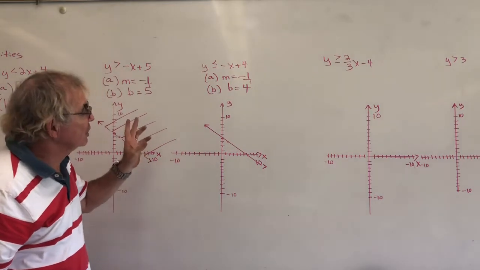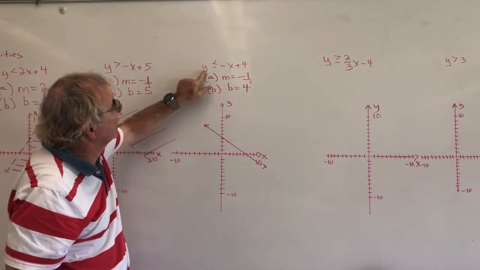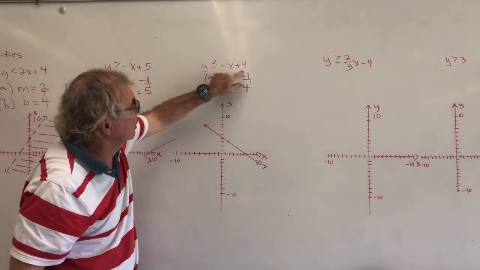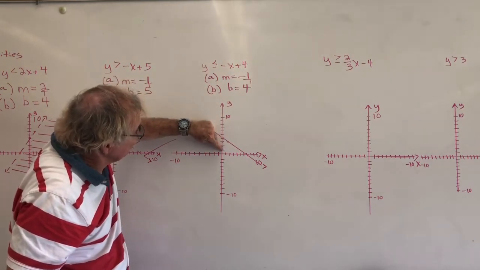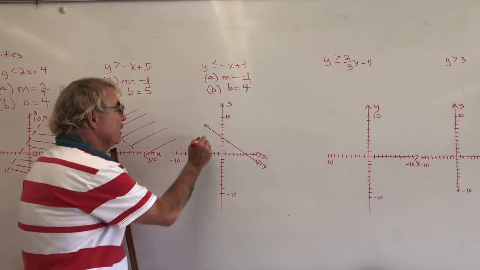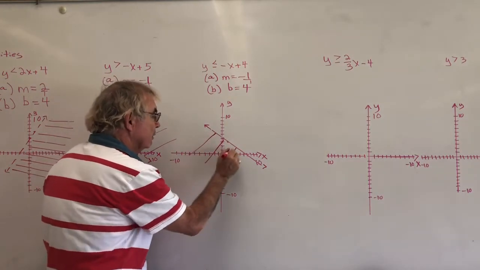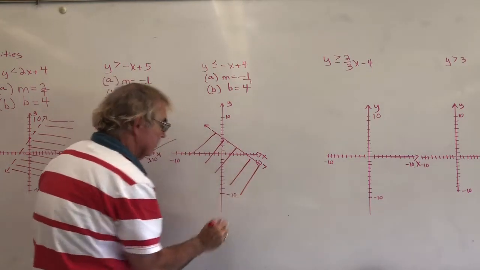Now where do you shade? Well, what's it say? Y is less than 4. So what's less than 4? 3, 2, 1, 0. So we shade in below. Okay?